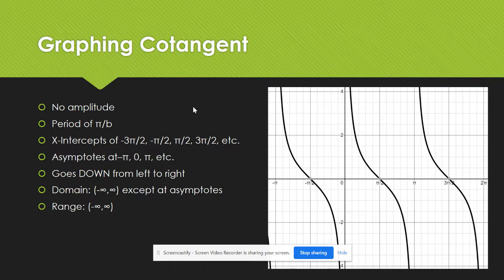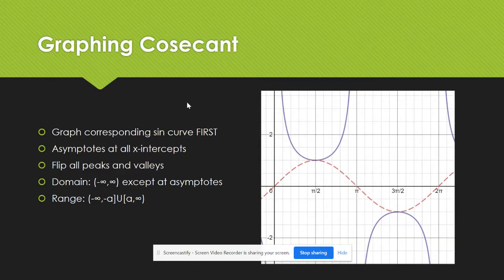Secant and cosecant are based off of sine and cosine. So if you're graphing cosecant, you graph your sine graph first. If you have y equals 7 cosecant x, you graph 7 sine of x first. Just pretend that that cosecant is a sine and you graph it. And then wherever your x-intercepts would be, those become asymptotes. Don't touch them. And then wherever there's a peak, that becomes flipped, it becomes a U.